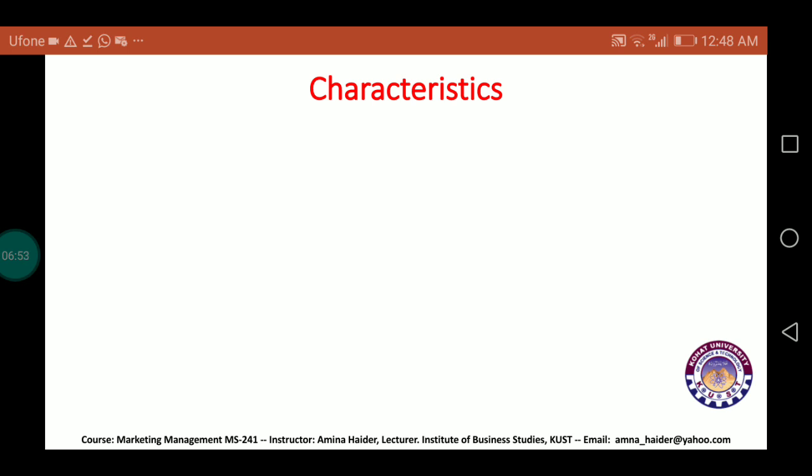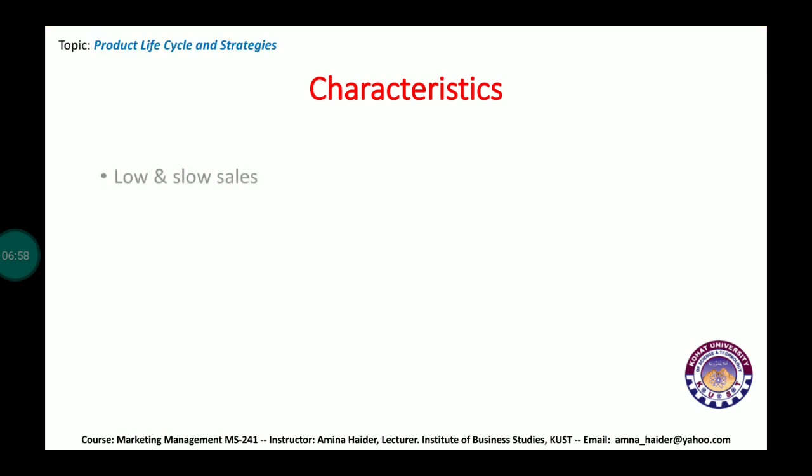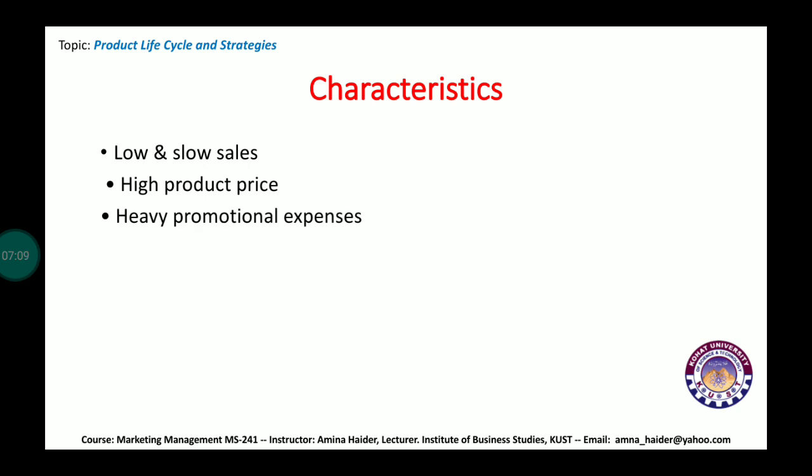So the characteristics of a product in the introduction stage are: here there is low or slow sales, high product price, heavy promotional expense. The reason behind it is that the company wants to create more awareness, so the promotional expenses are increased. There is lack of knowledge. Consumers are not informed, they are not aware of your product.